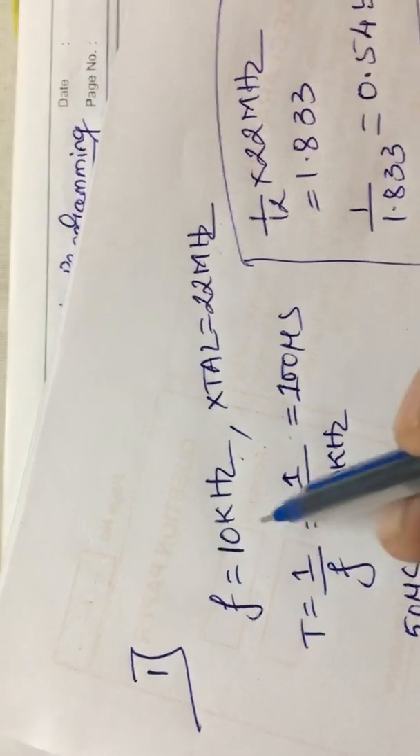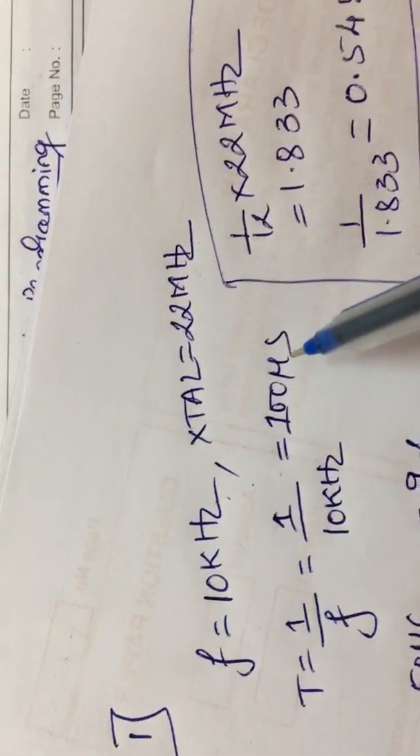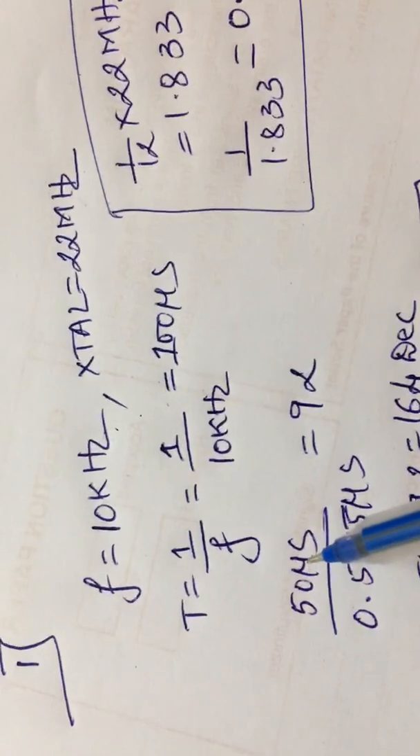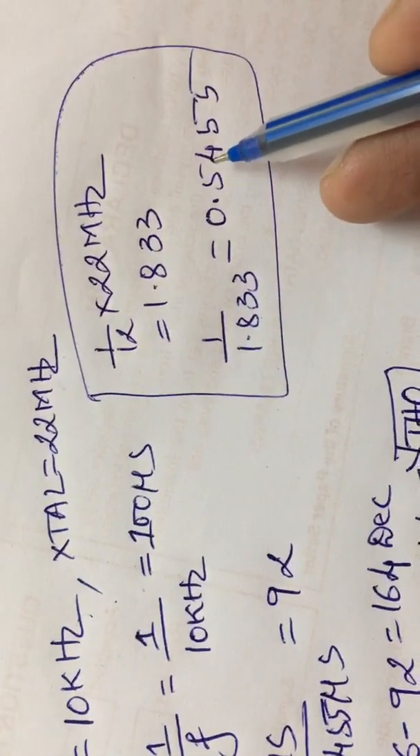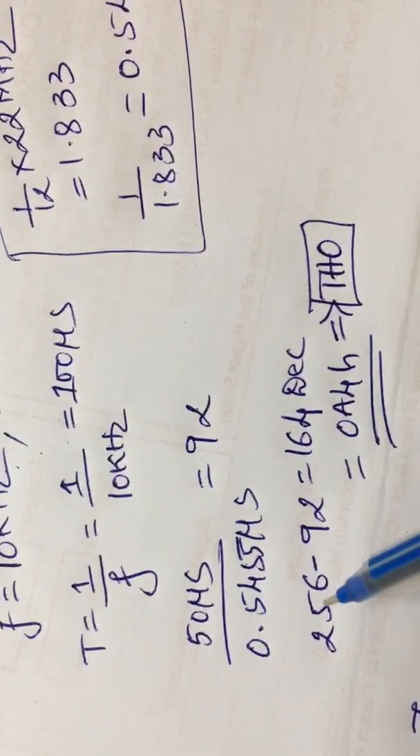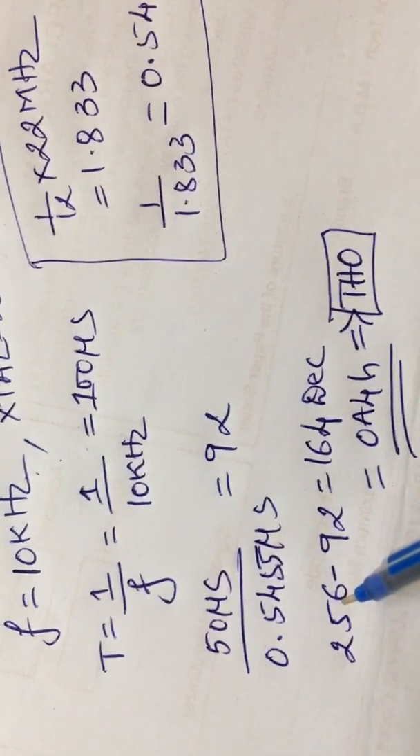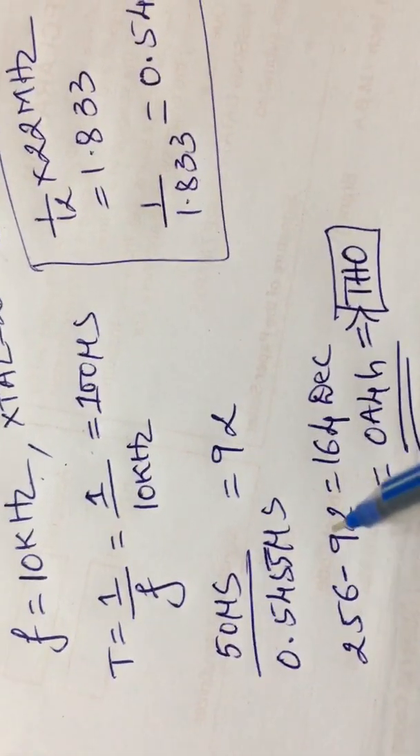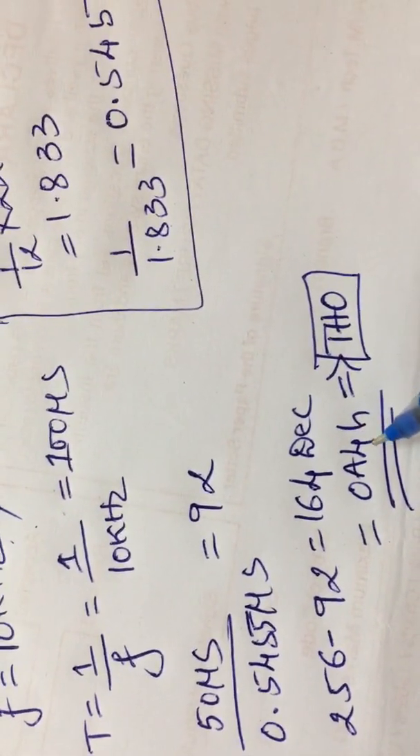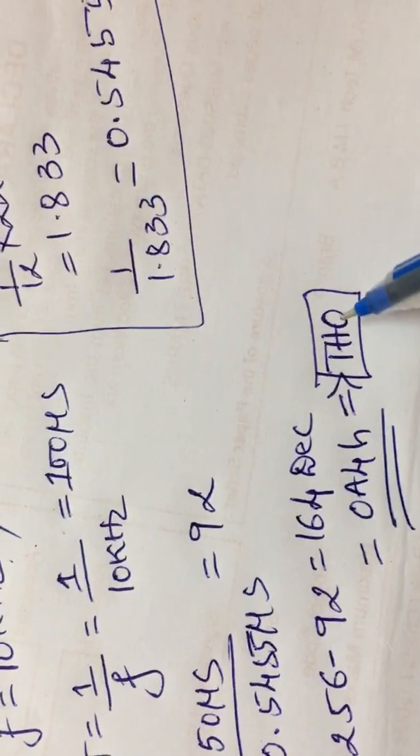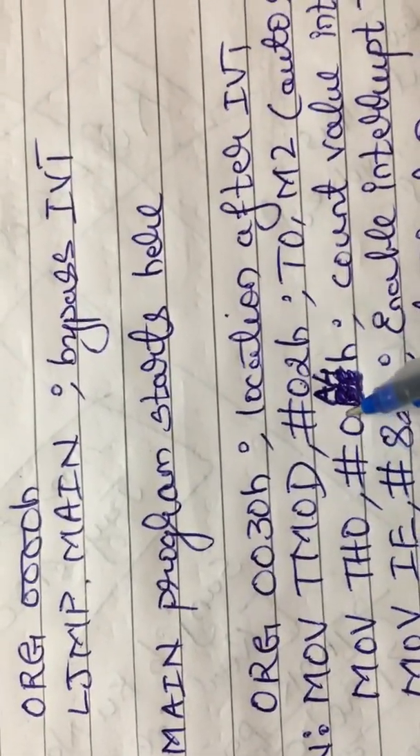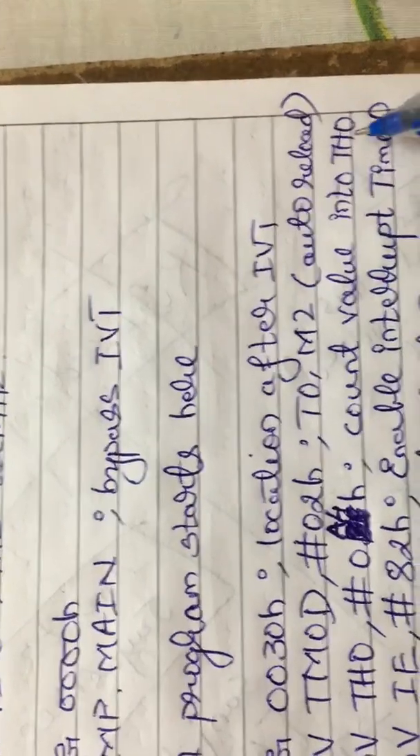So T is equal to 1 by F. F is given as 10 kilohertz, you will get 100 microseconds. This is the whole T; if I take only one pulse, you will get 50 microseconds. Divided by this value 0.5455, you will get 92, right? And if you subtract it from 256, because we are in mode 2, the maximum value it can take is 256. 256 minus 92 is equal to 164 decimal. If you convert that into a hexadecimal value, we will get 0A4H, that is equal to TH0. So put that value here: MOV TH0, #0A4H, the count value inside TH0.